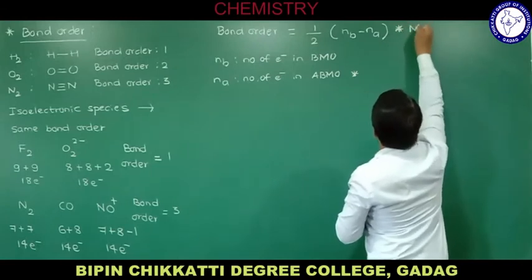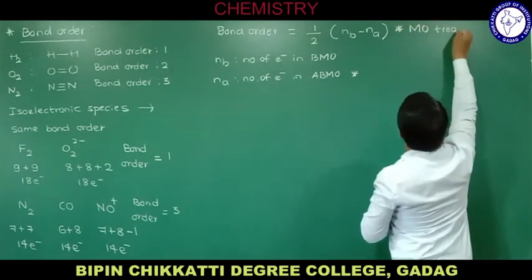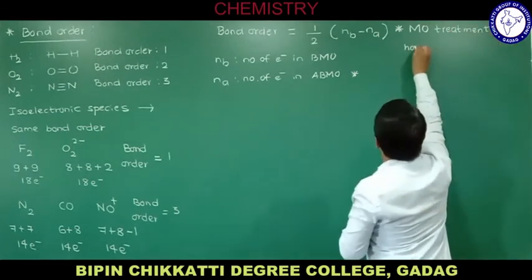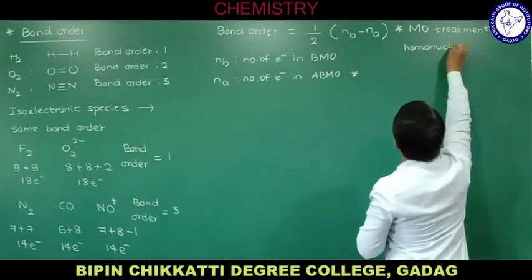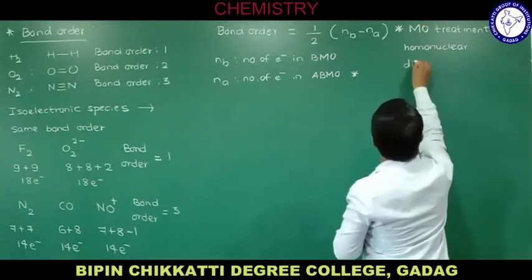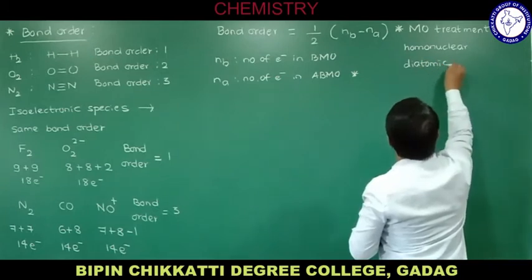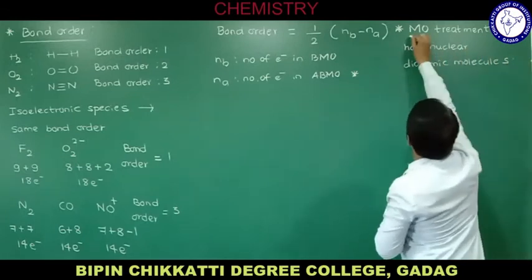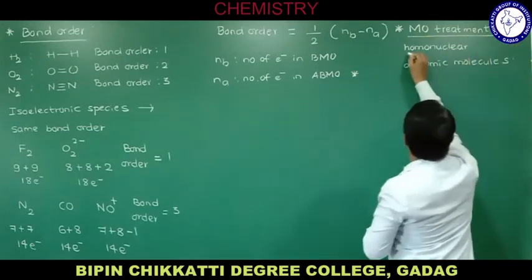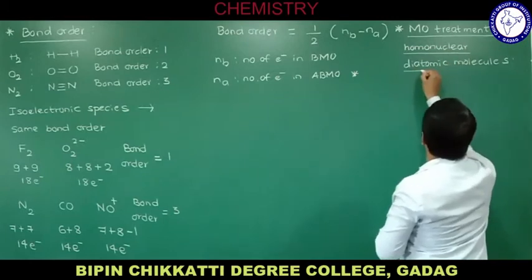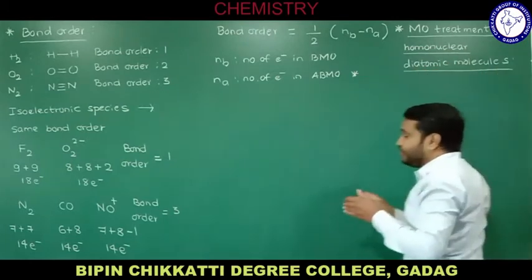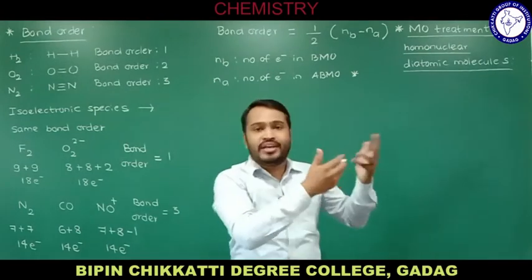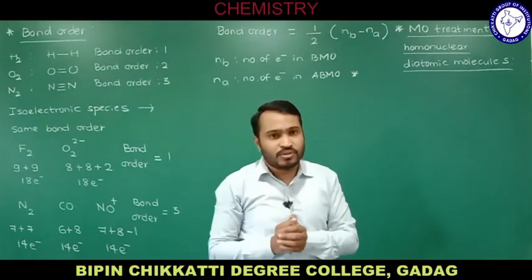The heading will be molecular orbital treatment of homonuclear diatomic molecules. So now I am going to talk about molecular orbital treatment of homonuclear diatomic molecules. I classify the molecules into two different classes. One is homonuclear molecules and the other is heteronuclear molecules.